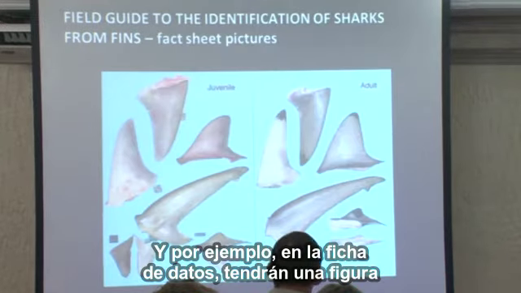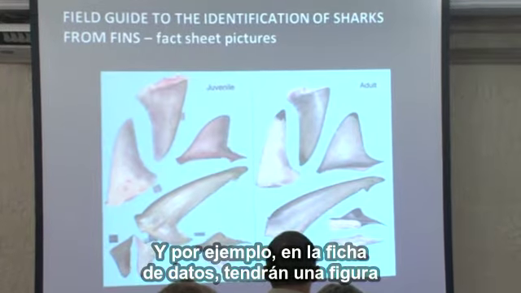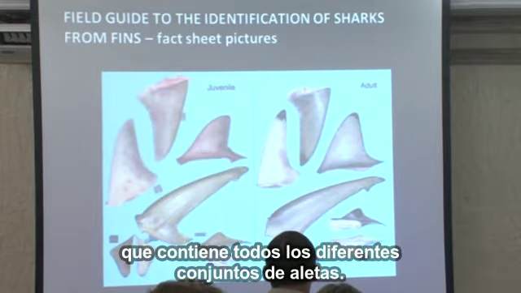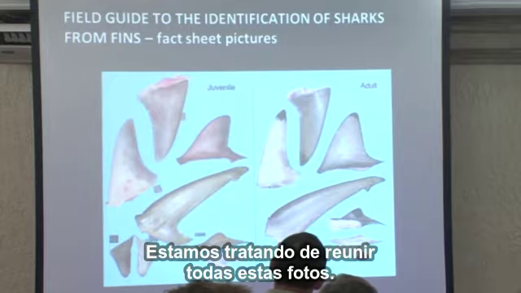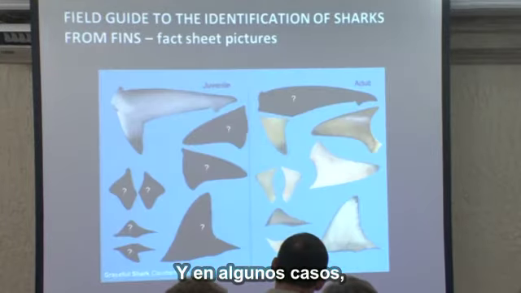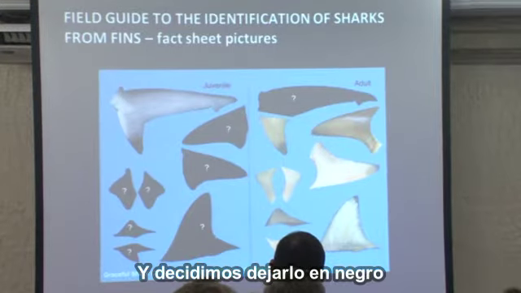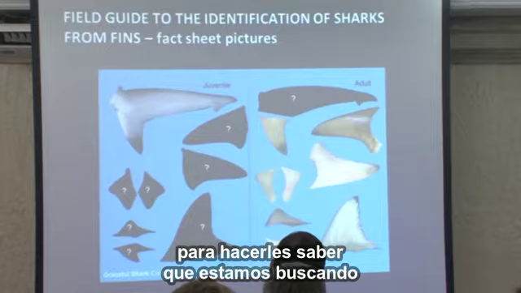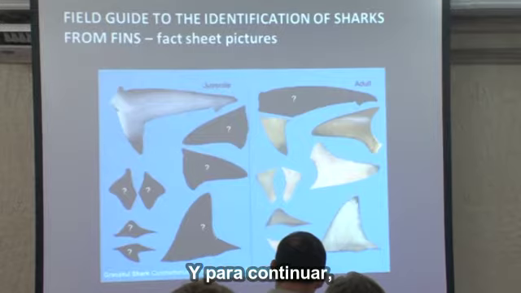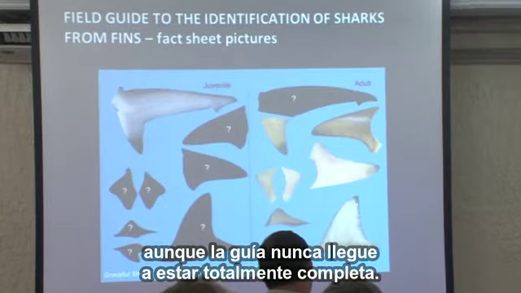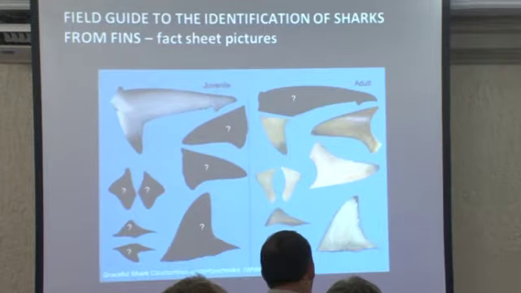For example, in the fact sheet, you will have one picture that contains all the juvenile and adult different sets of fins. We are trying to collect all these photos, and in certain cases we do not have the complete set for certain species, and we decided to leave it blank just to let you know that we are looking for those missing photos, and so to go on, even if the guide, I expect, will never be really complete.